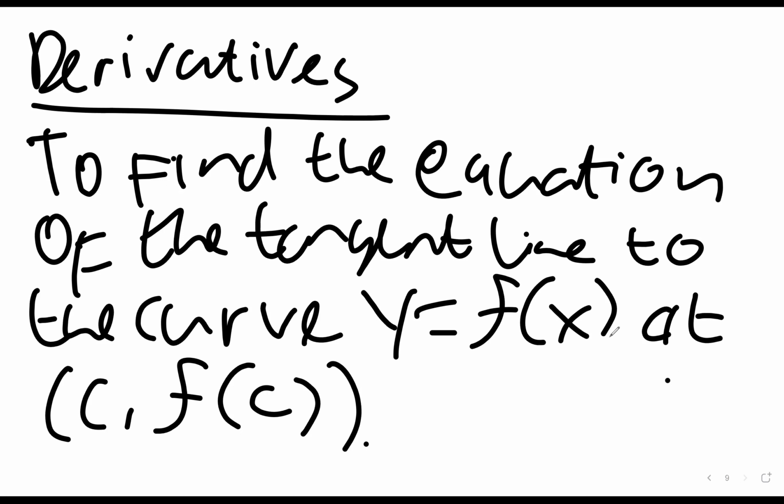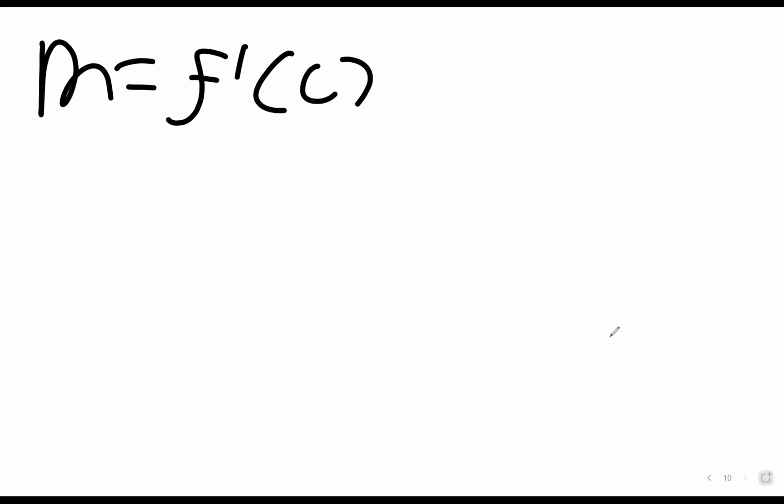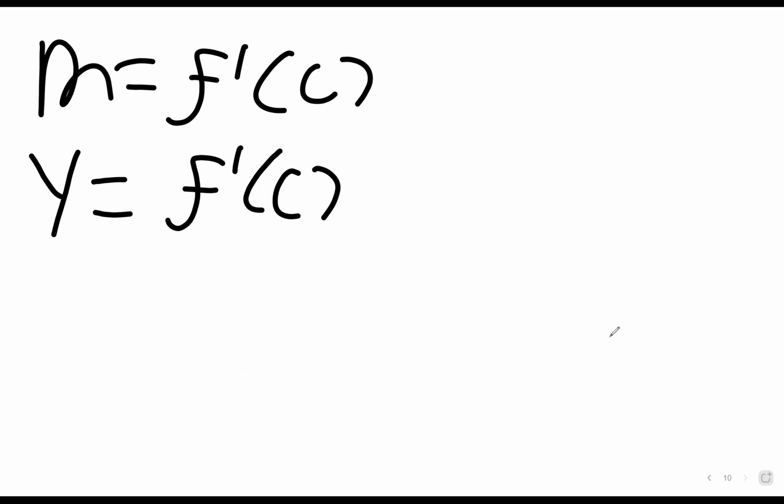Okay, so the basic idea is that the gradient of the tangent line is f prime of c. Then the equation of the tangent line will be y equals f prime of c multiplied by (x minus c) plus f of c.